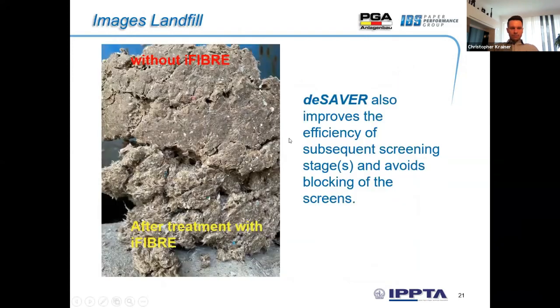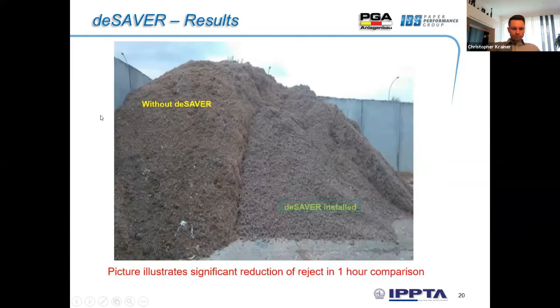This picture here shows a time comparison with and without I-fiber. Left side without I-fiber and the right side with I-fiber. Same time. As you can see, significant reduction of reject quantities due to use of an I-fiber desaver. Significantly without I-fiber left side and with I-fiber here on the right side. Same time, 1 hour here, 1 hour here.